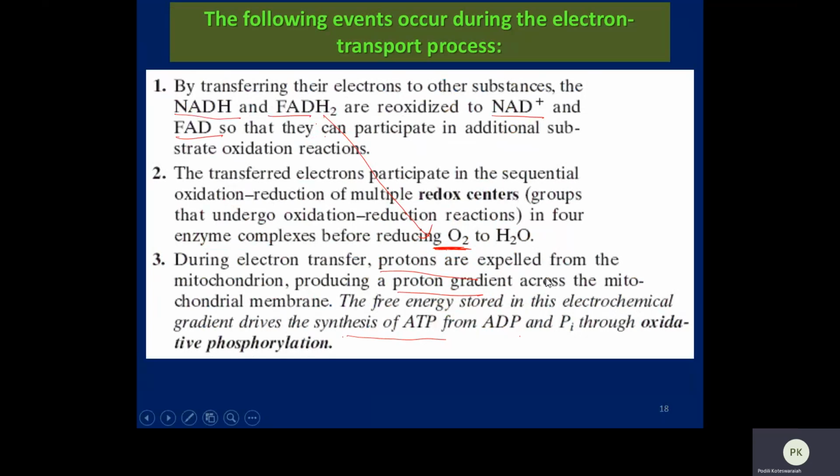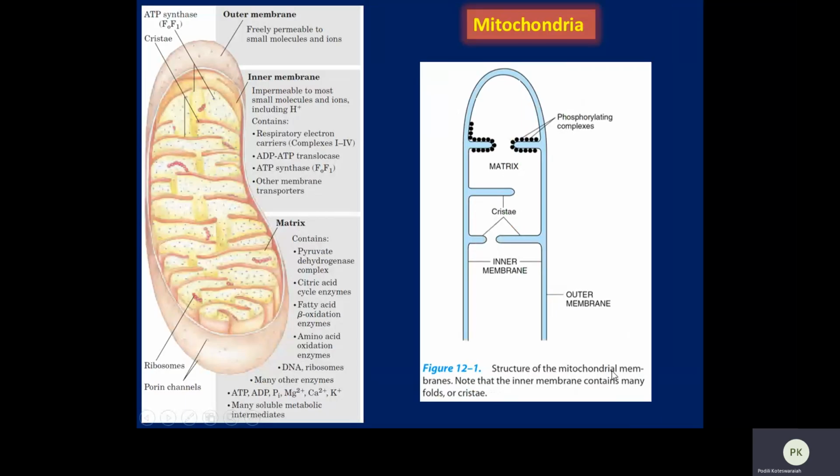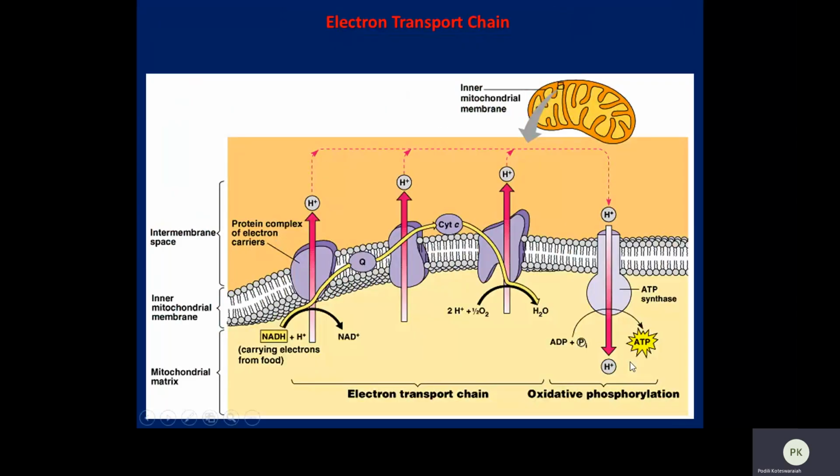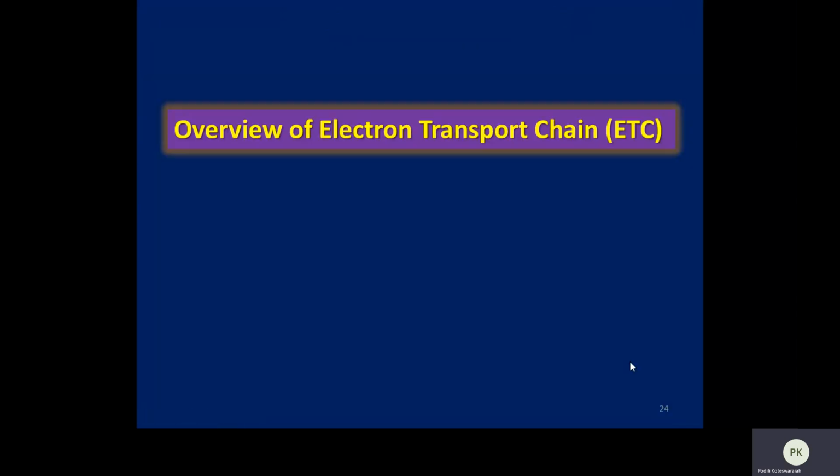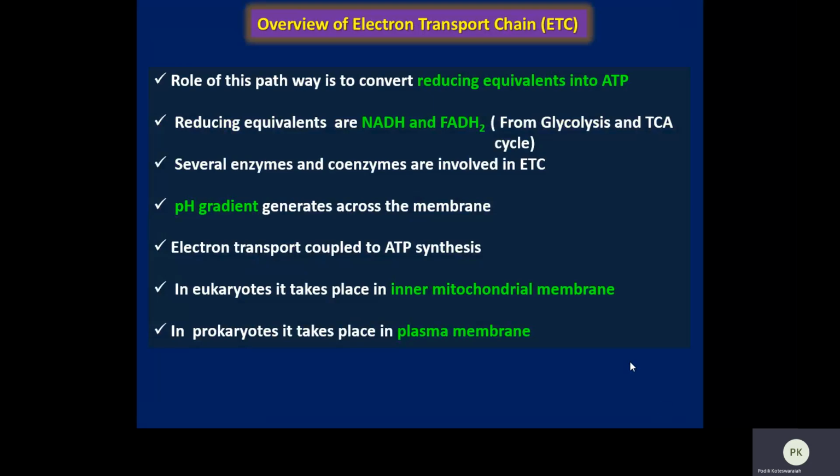So these are the three events that take place in the electron transport chain. Now, since this process takes place in the mitochondria, we need to see the details. Before explaining in detail, we will again summarize what exactly takes place during the electron transport chain.